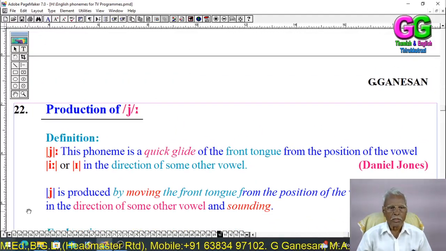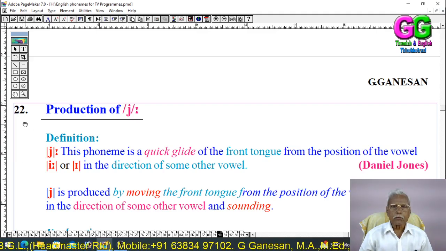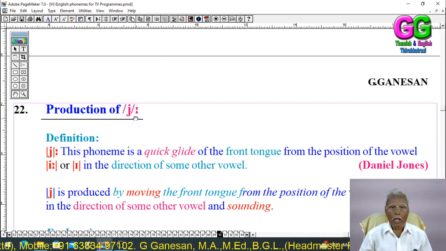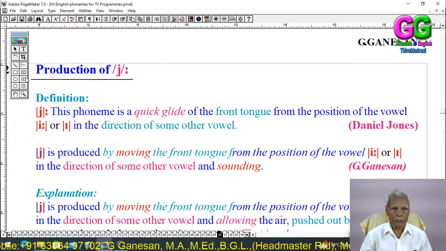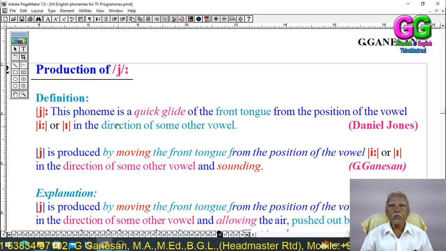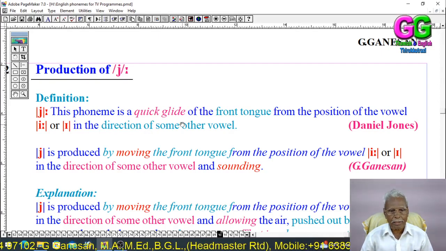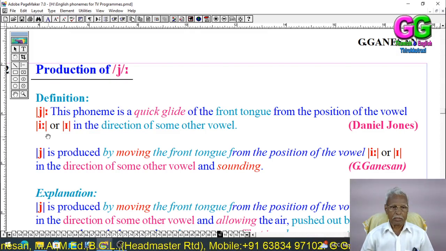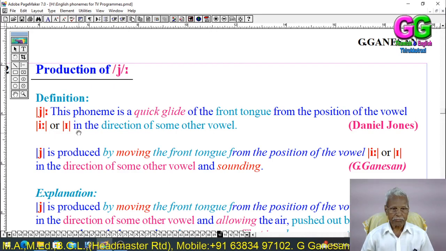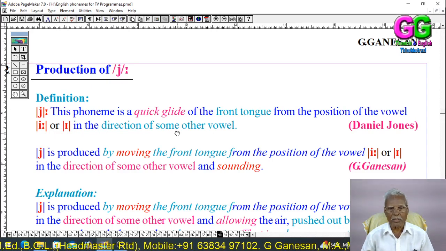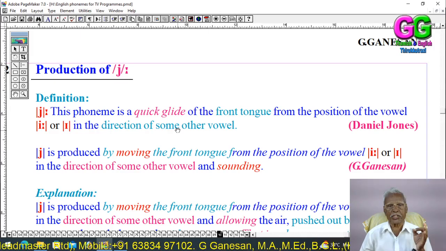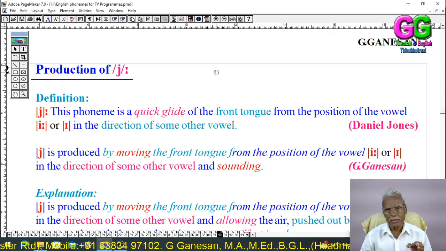Now we are going to see the production of the 22nd phoneme. Its name is y. Definition: this phoneme is a quick glide of the front tongue from the position of the vowel i in the direction of some other vowel. This is the definition given by Daniel Jones.